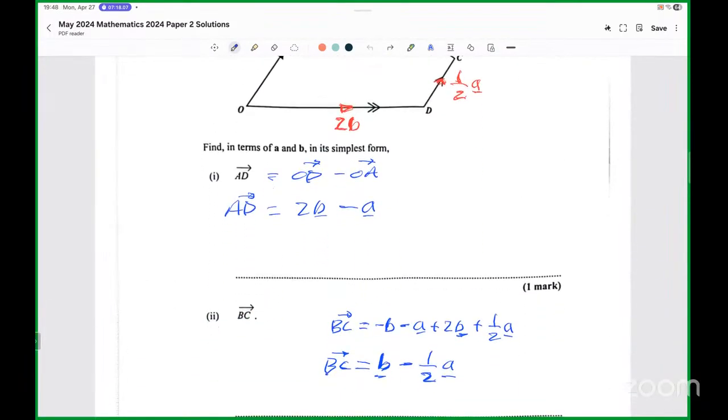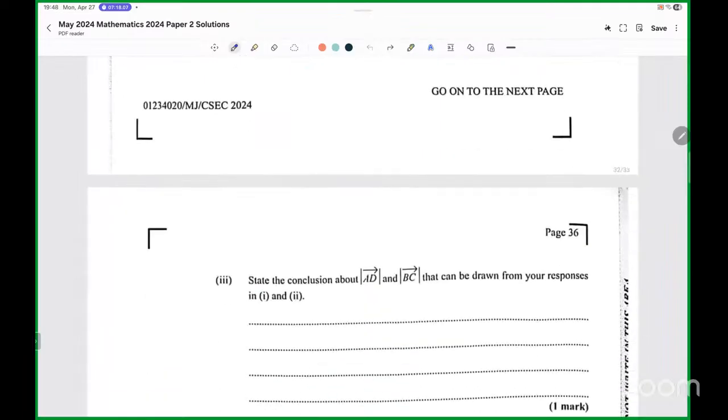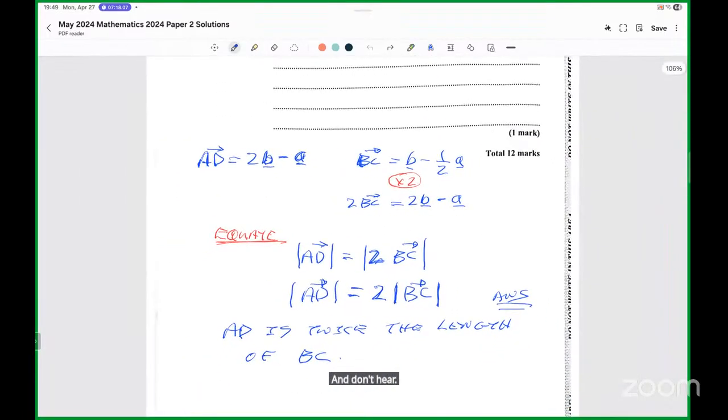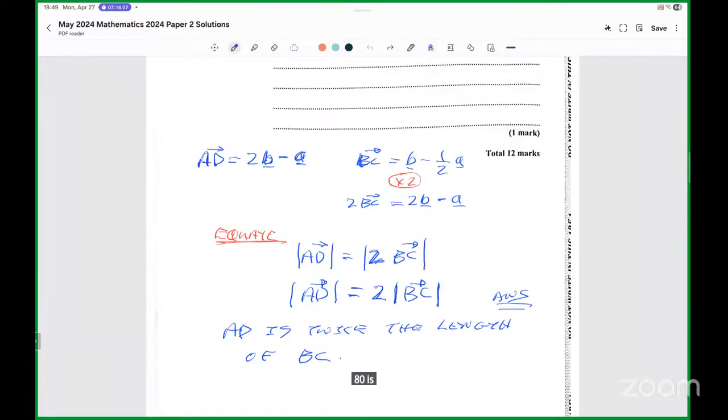For this question, AD was 2B minus A. BC is B minus half A. And down here, I have to do all of this and get the relationship between them. AD is 2 times BC. That's the answer. AD is twice the length of BC. That's the answer for this one. AD is 2 times BC.